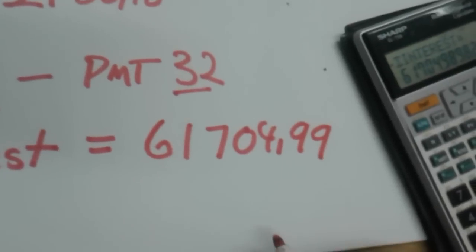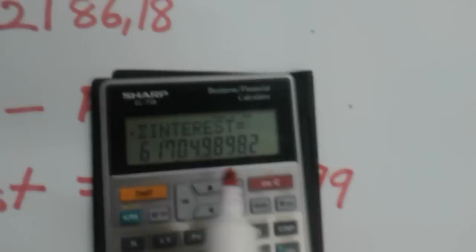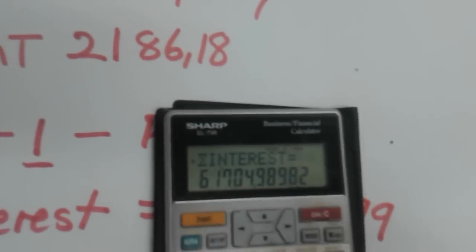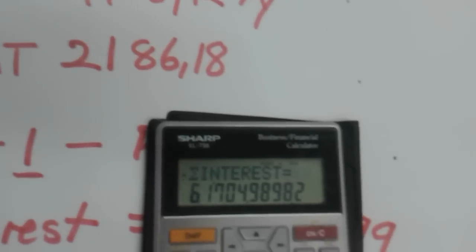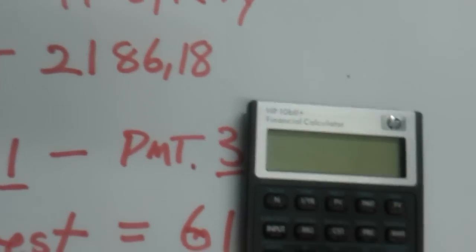61,704.99. Right, so this is the interest charge between payment 1 and payment 32. And remember, it must say summation of interest. There you are, from payment 1 to payment 32. Now before I continue to the second part, let's do this part again using HP.